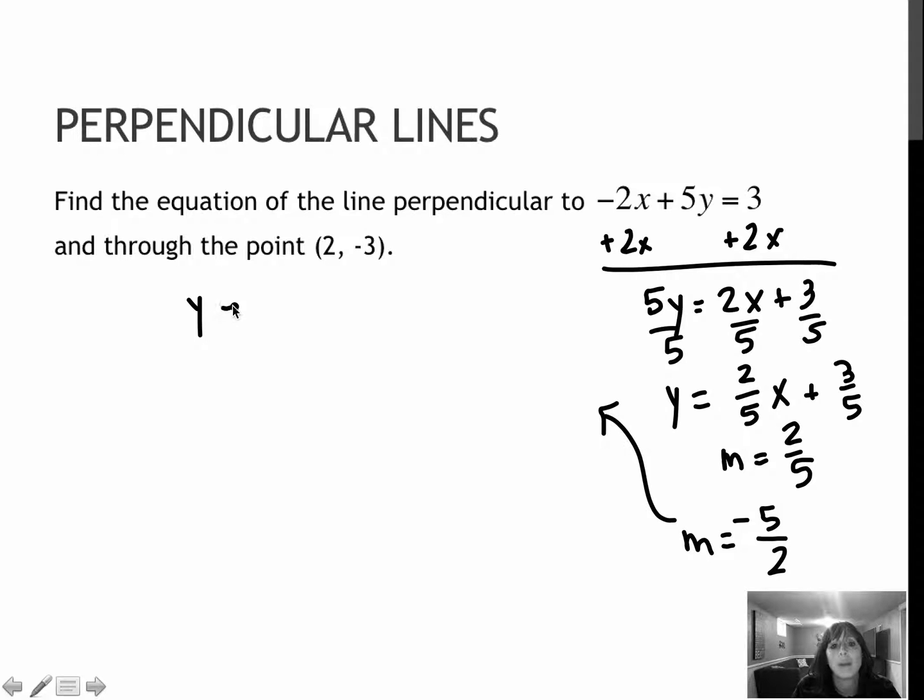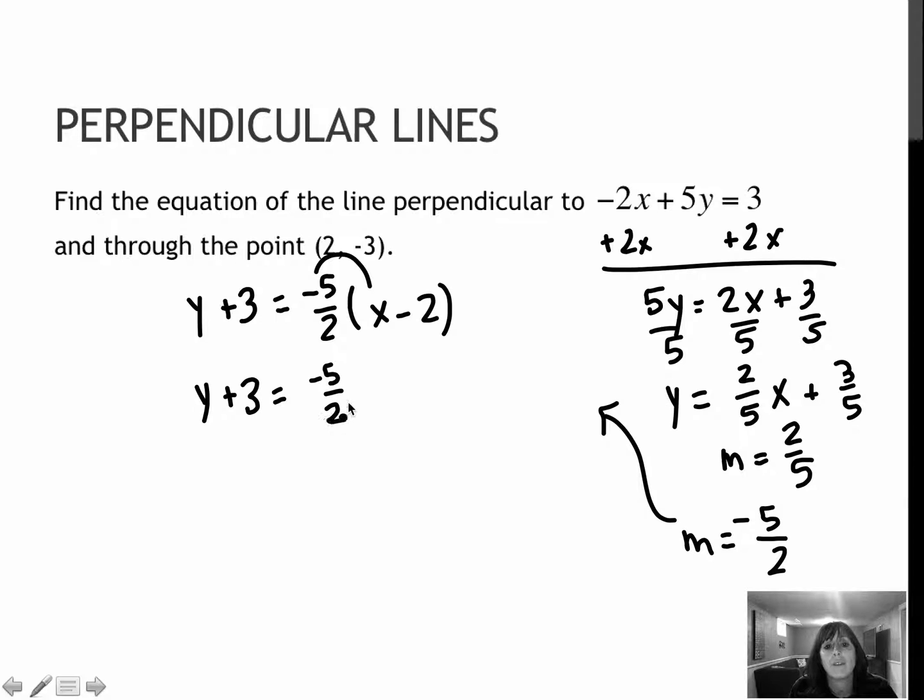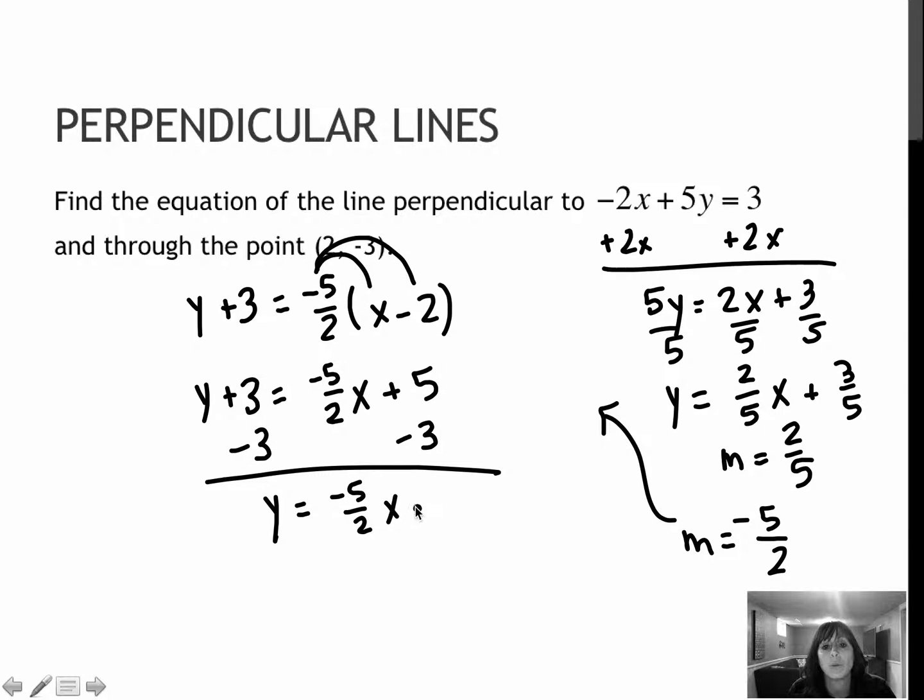Y minus my y value, which makes it +3, equals my slope, and then x minus my x value. I'm going to distribute to get -5/2 x. And remember, when I multiply by fractions, I multiply by the top and divide by the bottom. So -2 times -5 is +10, and 10 divided by 2 is +5. That's where I get the +5. Now I'm going to subtract 3. My final equation, y equals -5/2 x plus 2.